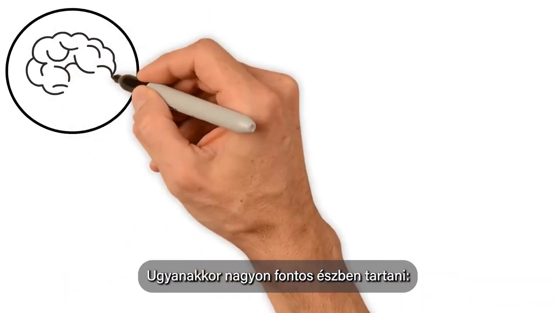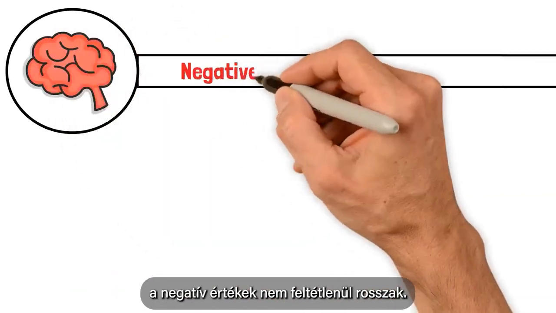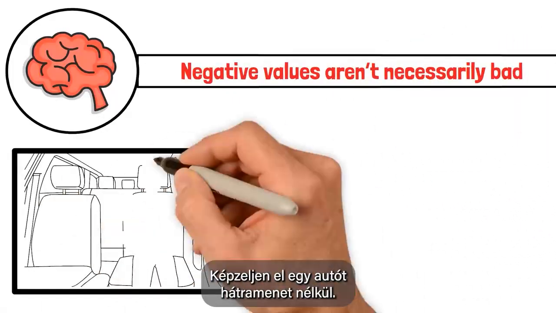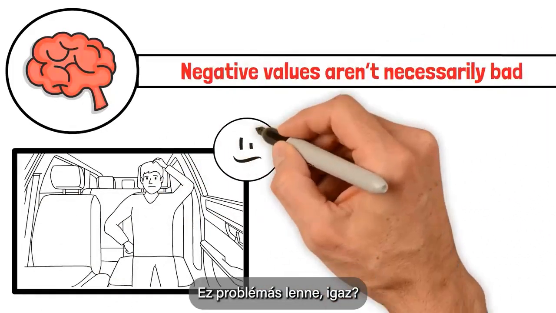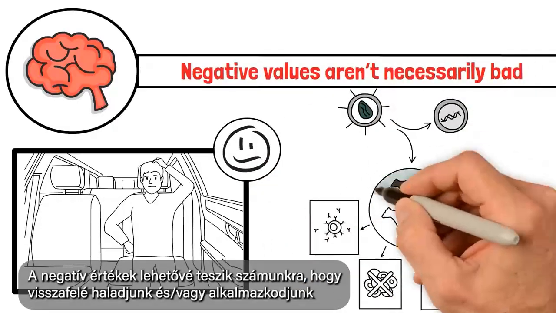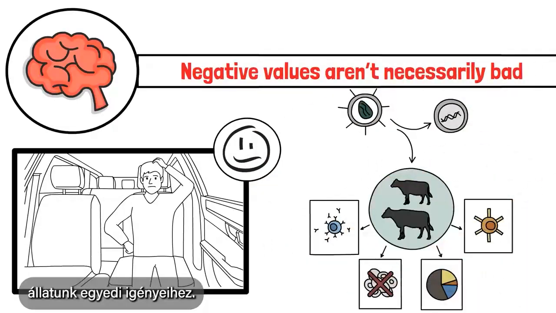Now, here's something important to remember. Negative values aren't necessarily bad. Imagine driving a car without the reverse gear. That would be a problem, right? Negative values allow us to move backward or adjust based on the needs of our animals.